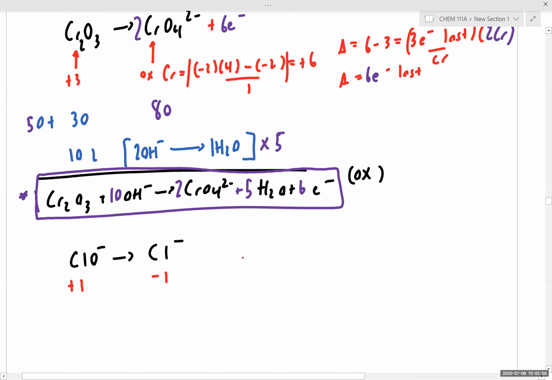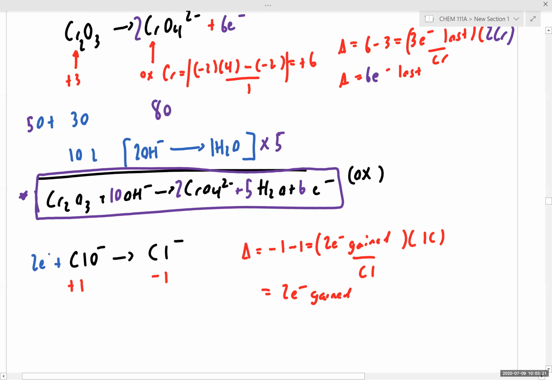So then, if we look at the delta, we have -1 - 1. So we have 2 electrons gained per chlorine atom. And we have 1 chlorine atom undergoing a change. So we have 2 electrons gained.